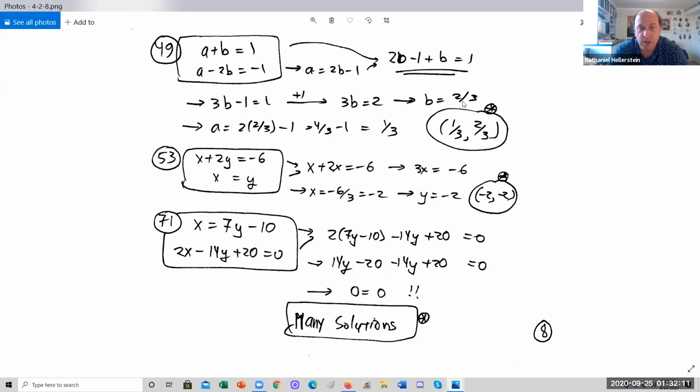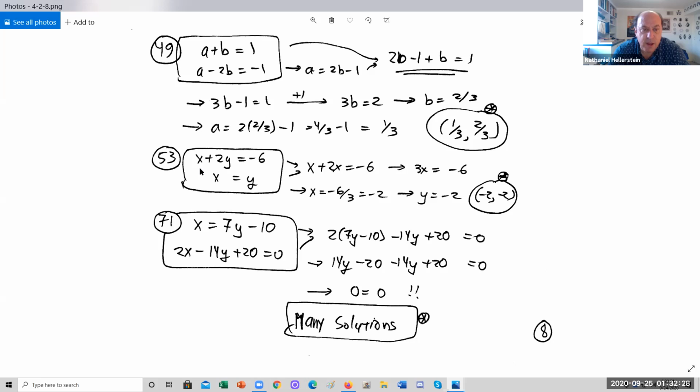b equals 2/3. And then to solve for a, we put 2/3 in for b. a equals 2 times 2/3 minus 1. That's 4/3 minus 1, which is 1/3. So the solution is 1/3 by 2/3.